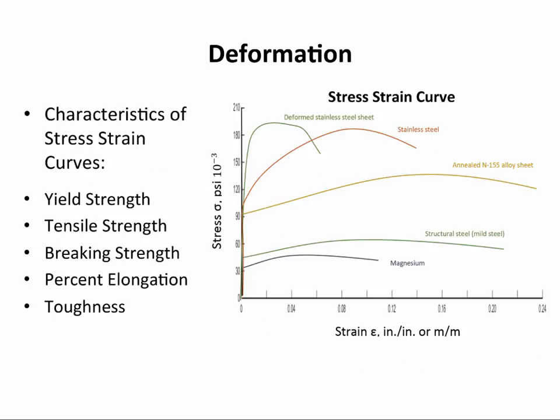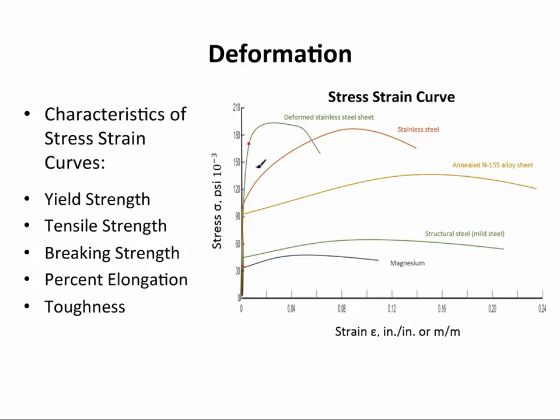Stress-strain curves can also be used to compare the properties of different metals. Some of the properties you can look at are yield strength, tensile strength, breaking strength, percent elongation, and toughness. So first, the yield strength. I've mentioned yield strength before. This is the point on the curve where you switch from the elastic to the plastic region, which means you begin to get permanent deformation. So for example, that would be like here on this curve. You can see that the yield strength differs for each of these materials. The deformed stainless steel sheet has the highest yield strength, while magnesium has the lowest yield strength, way down here.